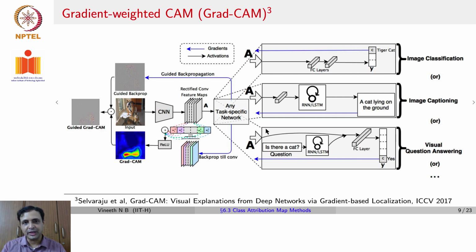You could be doing classification, which is what we have seen so far, but you could also use this approach for any other tasks such as image captioning or visual question answering. These are tasks that we will see later in this course. Irrespective of the task, we assume now that there is a last layer, there is a loss, and there is a gradient, which can be assumed in any neural network for that matter.